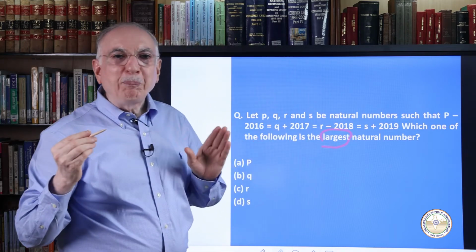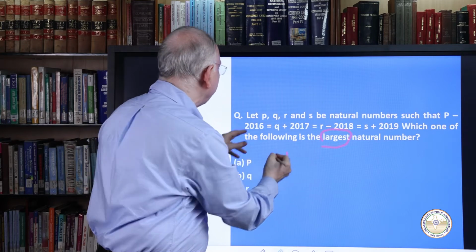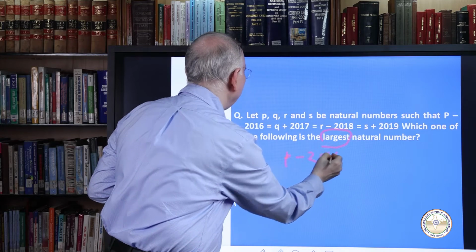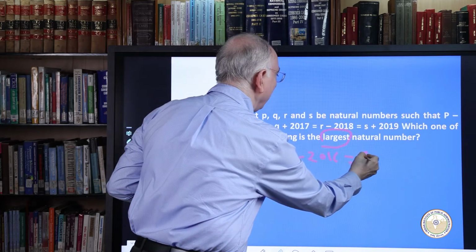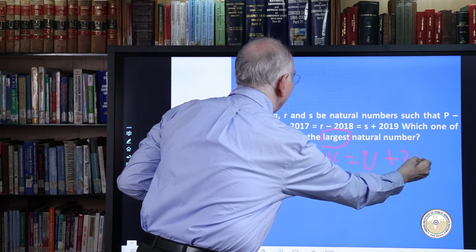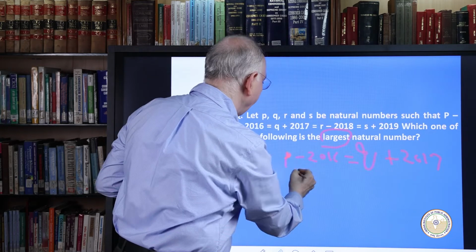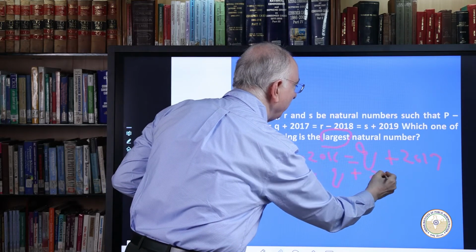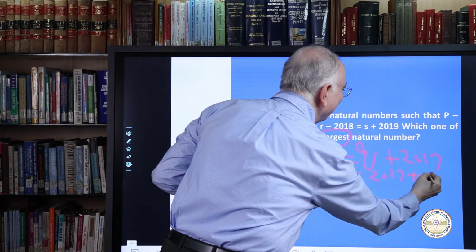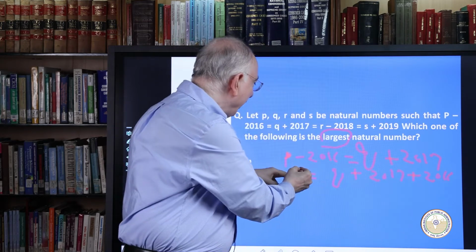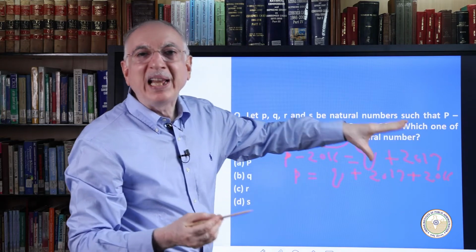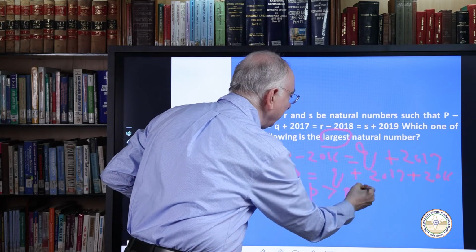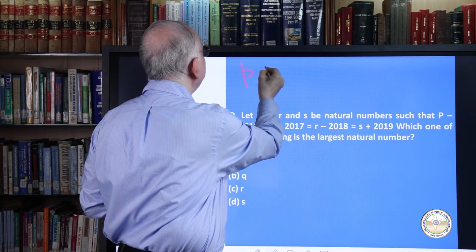Now when we see P minus 2016 is equal to Q plus 2017, if we see, P is equal to Q plus 2017 plus 2016. Now when P is equal to Q plus something, that means P is greater than Q. That is fairly clear. So we have seen P is greater than Q.